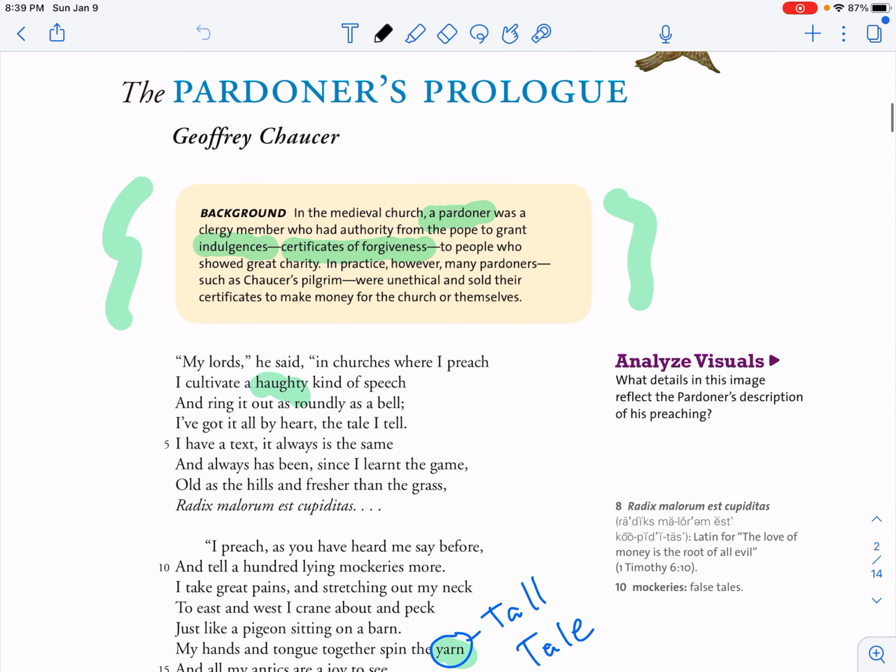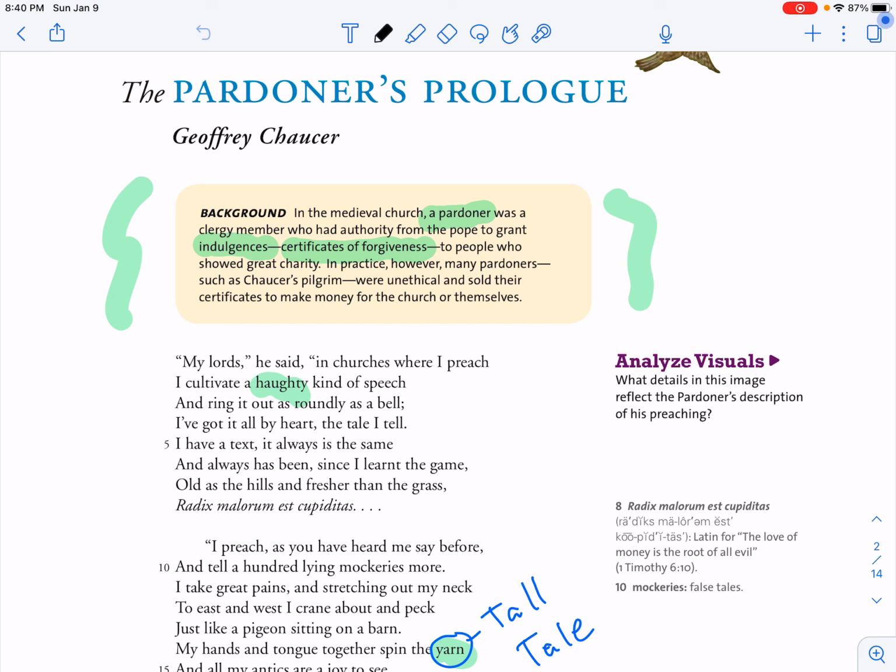Now, the guy who's telling us this story is called the Pardoner. A pardoner was an actual position. All right, now I'll read this to you. In the medieval Catholic Church, a pardoner was a clergy member who had authority from the Pope to grant indulgences, which are certificates of forgiveness for sins, to people who showed great charity. In practice, however, many pardoners, such as Chaucer's pilgrim, were unethical and sold their certificates to make money for the church or themselves. I'm not going to explain the whole story there, because I don't want to make this video excessively long.